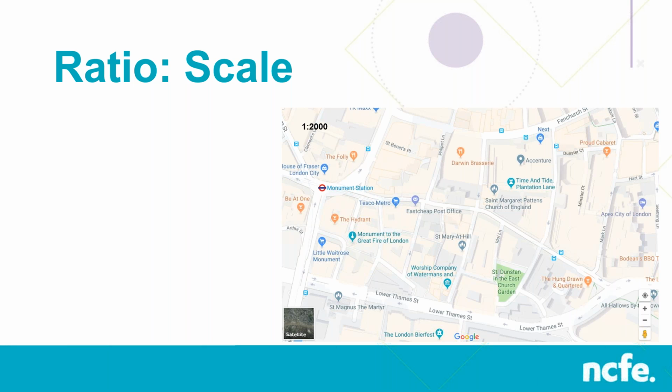If you measure 1 centimetre on the map, this will equal 2,000 centimetres in real life. If you measure 1 inch on the map, this will equal 2,000 inches in real life. So this ratio here tells us how the units relate to one another, no matter which units we decide that we want to use.